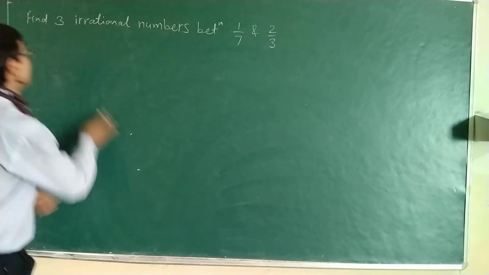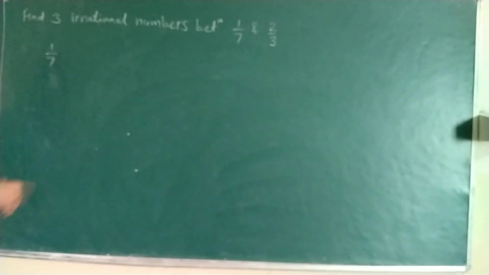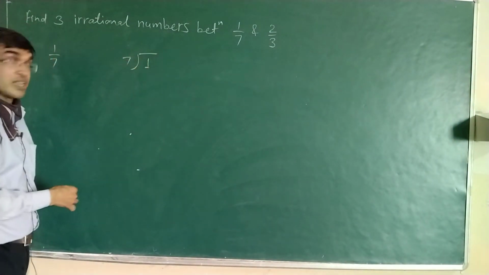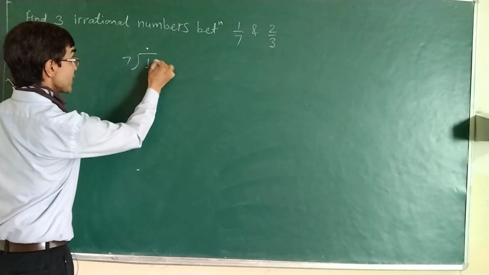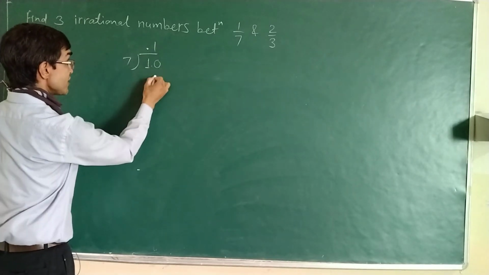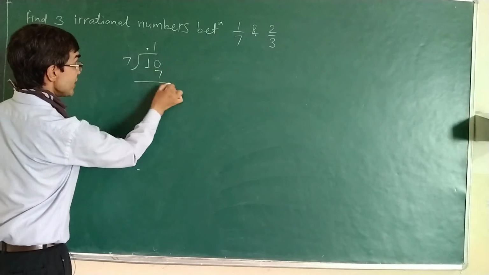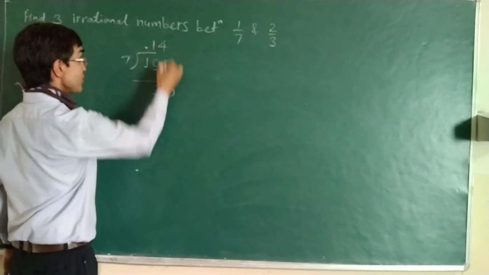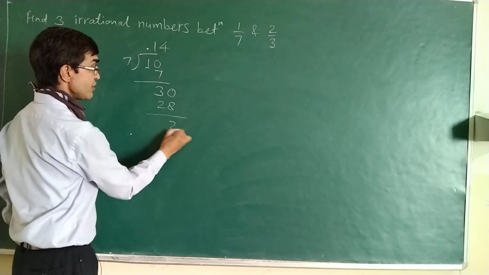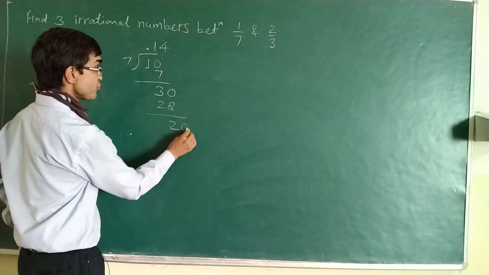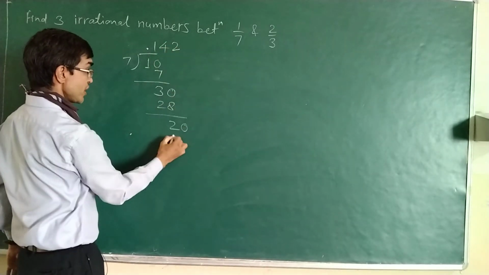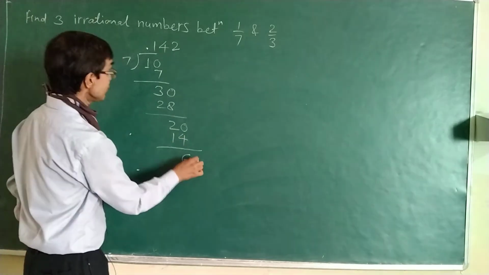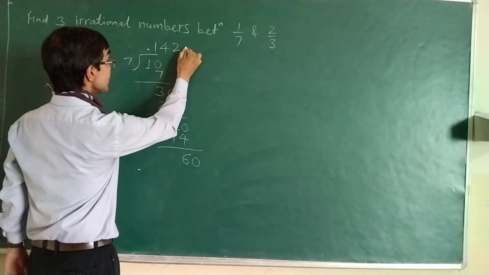Okay? So this 1 by 7, if you divide it, what will you get? 1 by 7. So here this point, that becomes 0. This 7 ones are 7. Now here 3. Then this becomes 30. 7 fours are 28. Now the remainder is 2. It becomes 20. 7 twos are 14. The remainder is 6. Again 0. Now 7 eights are 56.